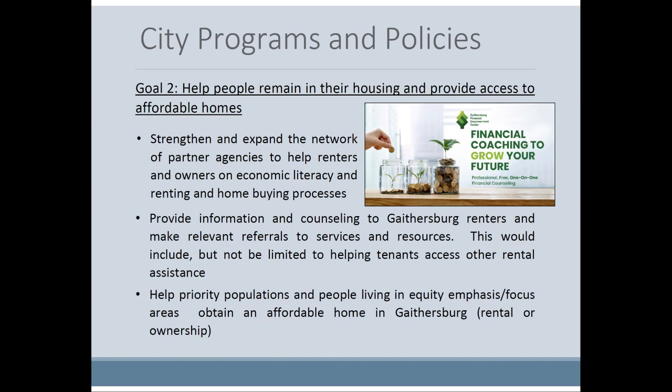This last slide on goal 2, helping people remain in their home or access an affordable home, includes several recommendations. First is to expand the network of partnering agencies. This includes the Montgomery County government agencies like the Department of Housing and Community Affairs and the Department of Health and Human Services and the Housing Opportunities Commission. It includes nonprofits like the Upper Montgomery Assistance Network, and it also includes other advocacy organizations.